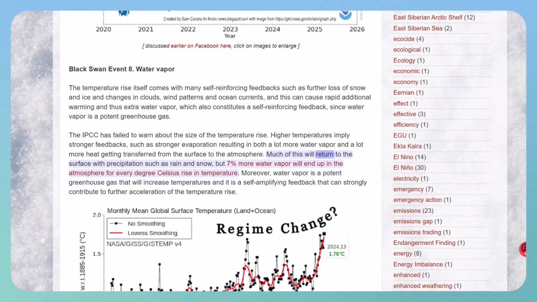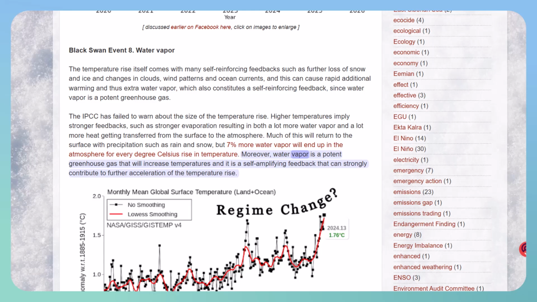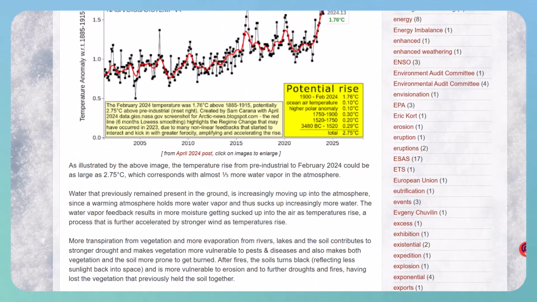Much of this will return to the surface with precipitation such as rain and snow, but 7% more water vapor will end up in the atmosphere for every degree Celsius rise in temperature. Moreover, water vapor is a potent greenhouse gas that will increase temperatures, and it is a self-amplifying feedback that can strongly contribute to further acceleration of the temperature rise. From April 2024 post, click on images to enlarge.